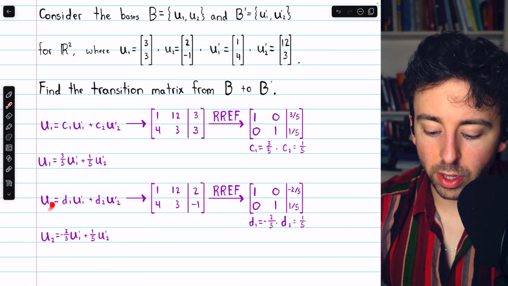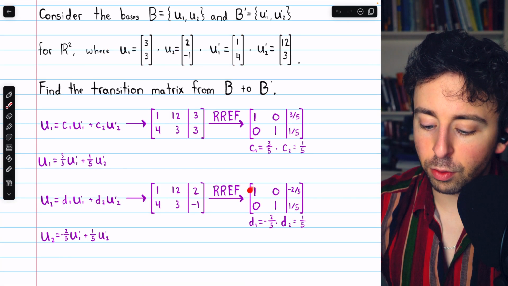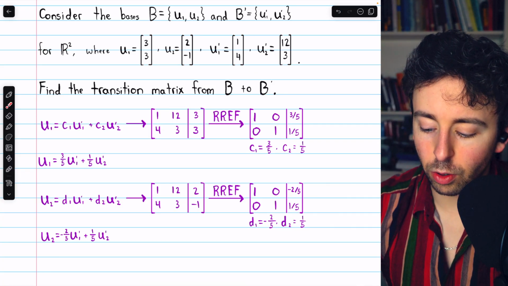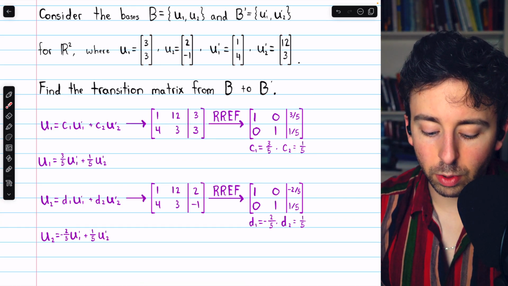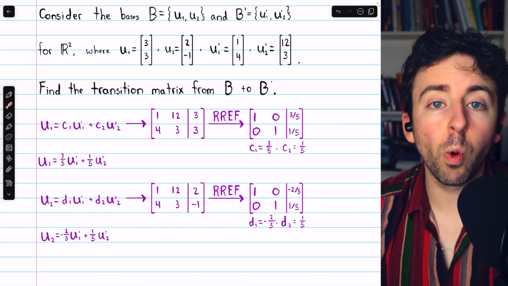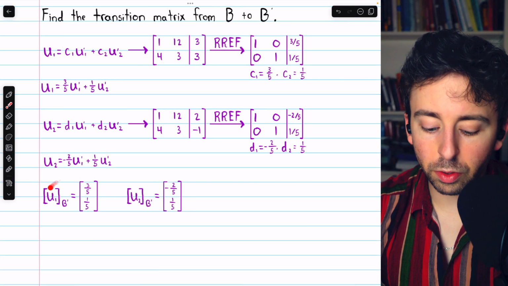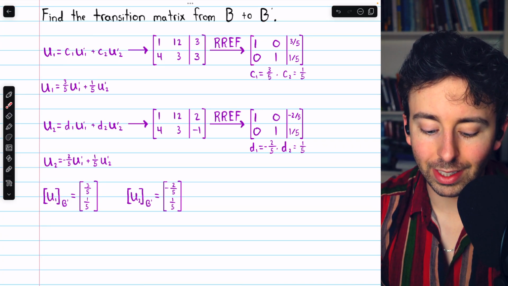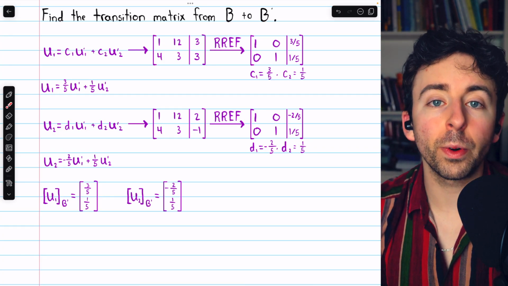We do the same thing for u2. Performing Gauss-Jordan elimination on this augmented matrix gets us to this reduced row echelon form. So d1 is -2/5 and d2 is +1/5. So u2 equals -2/5 u1 prime plus 1/5 u2 prime. So -2/5 and 1/5 are the coordinates of this old basis vector relative to the new basis. So those are the transformed coordinate vectors. Those are the old basis vectors relative to that new basis, B prime. And these are what we need to construct the transition matrix.